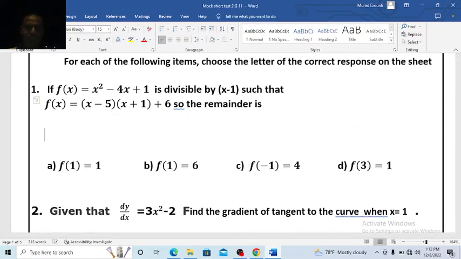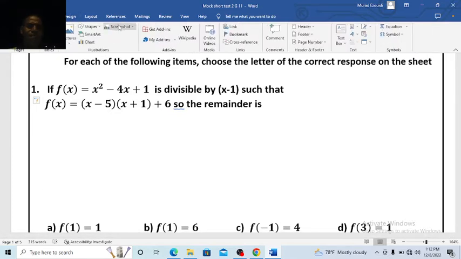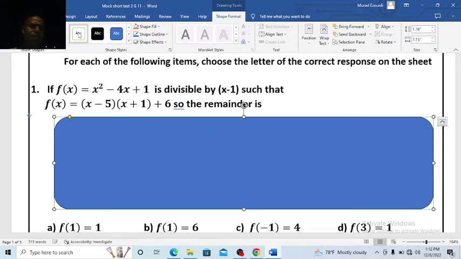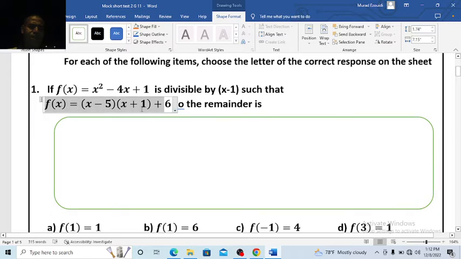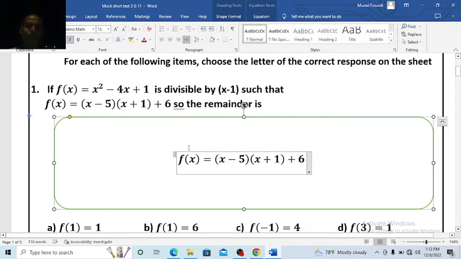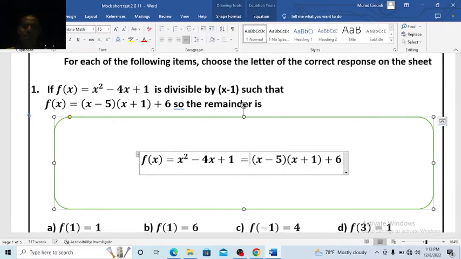I'll do it like that. This is the question. I will insert a place where I can solve my question. This is where to solve. I will consider this one my function: f of x equals x minus 1 multiplied by x minus 5 multiplied by x plus 1, plus 6. And this should also be equal to this one. If you expand this, it should be equal to this one.